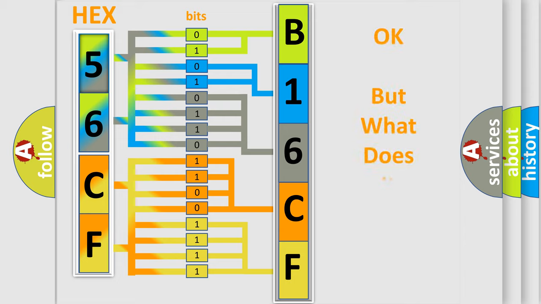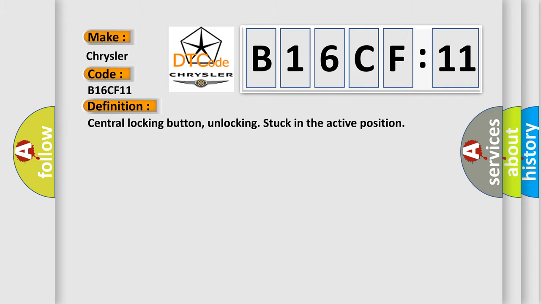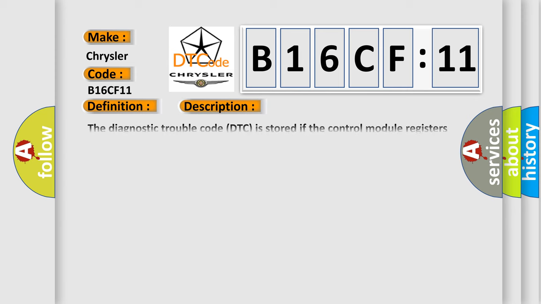The number itself does not make sense to us if we cannot assign information about it to what it actually expresses. So, what does the Diagnostic Trouble Code B16CF-11 interpret specifically for Chrysler car manufacturers? The basic definition is: central locking button, unlocking stuck in the active position. And now this is a short description of this DTC code.